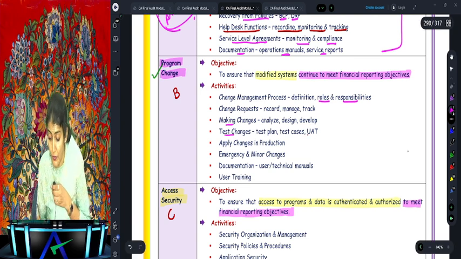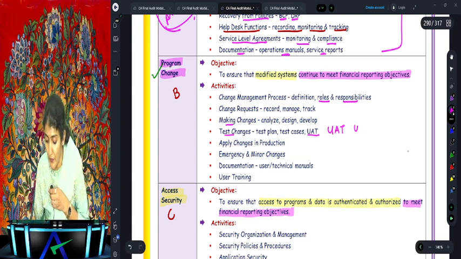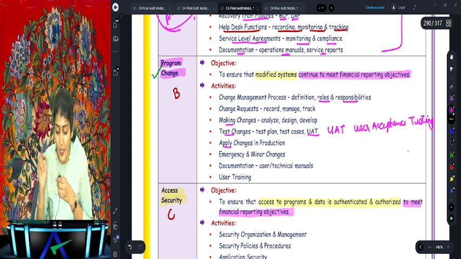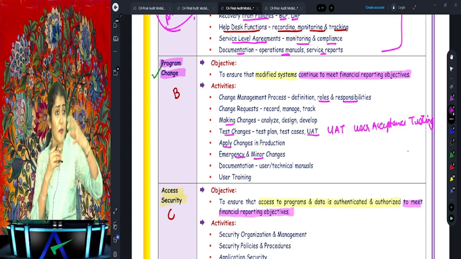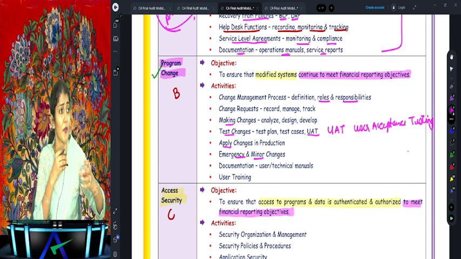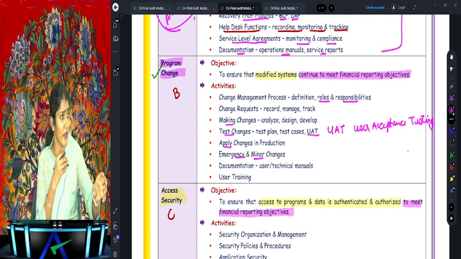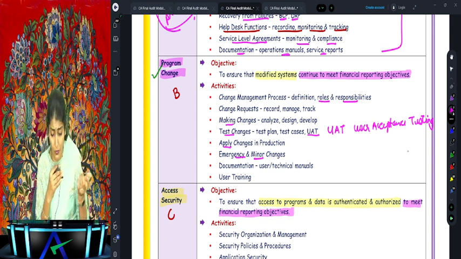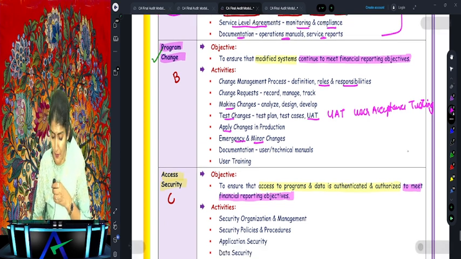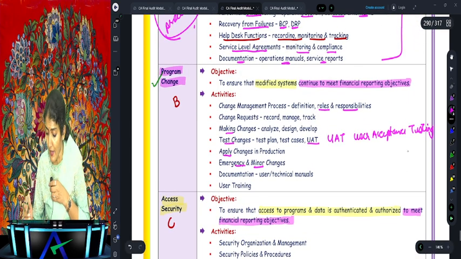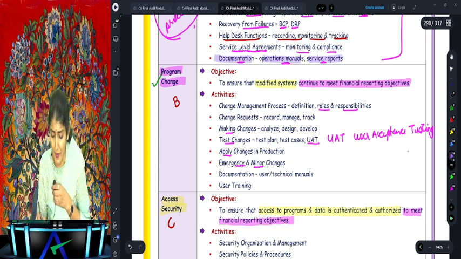Then they will do user acceptance testing. What is UAT? UAT is the user acceptance testing, that whatever changes you've done, is it acceptable to the user? Then you apply the changes in the production. Then sometimes some emergency or minor changes are required to be done. Like say some senior official is not available, but an important transaction needs to be processed, so you need to make a change to the user ID password controls or so. Right? And again, over here you have the documentation. Is documentation there everywhere? In the earlier point also, was there documentation? Right, documentation of the manuals and service report.